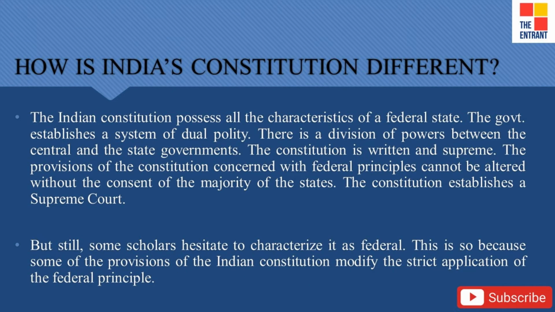Now, looking at these characteristics, we know that India possesses all of them. India has a system of dual government. There is a division of power between center and state. The Constitution is written and supreme, and the Constitution of India establishes a Supreme Court which has the final power to interpret it. But still, some scholars hesitate to call it federal. Let's see what features or modifications make it so different.